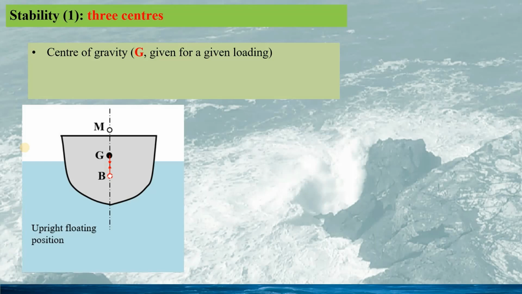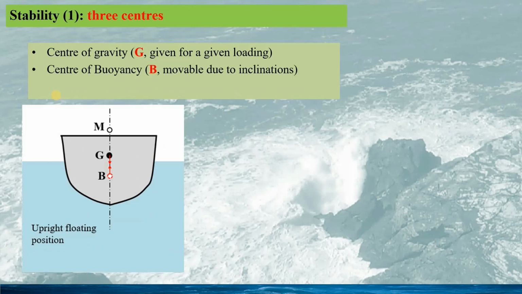To understand the stability of a floating structure, we need to understand 3 centers first. The first center is the center of gravity, G, and this center would be a fixed point for a given loading of the ship, regardless how the structure floats on the water. For instance, in a right-up floating or with an inclination, the center of gravity, G, is fixed.